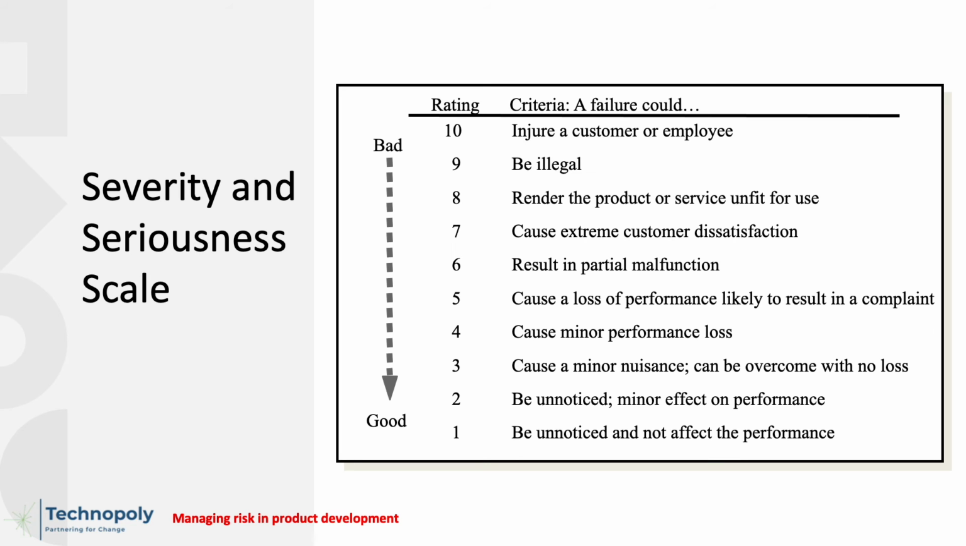A common scale used to rate the severity of your potential failure effect is this scale, where 10 is the worst effect, which could lead to an injury, and where 1 could be something that would go unnoticed, or any dip in the performance will not be noticed. If you go up the scale, then the impact of that particular failure is going to be higher and higher, or more costly.